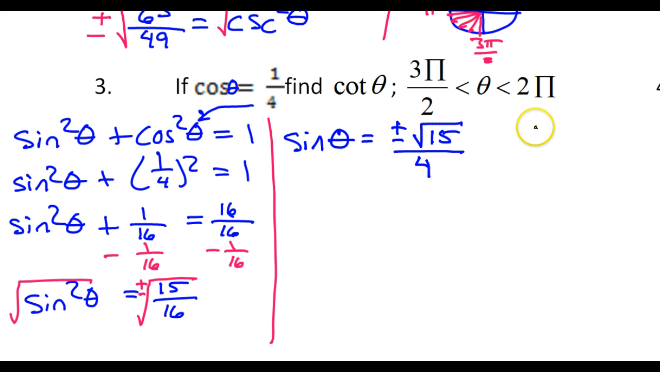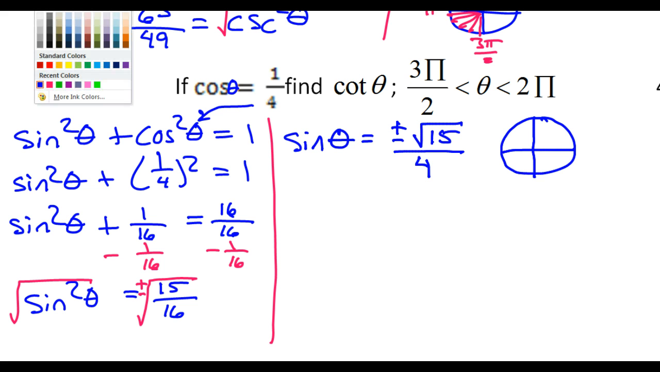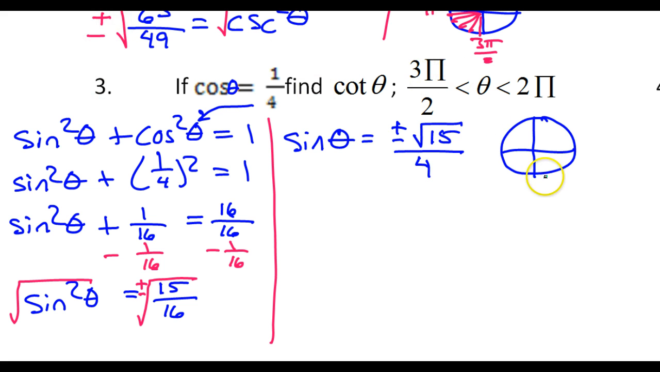Alright, now let's decide whether sine is in fact positive or negative in this quadrant. Alright, 3 pi over 2 is right here, and 2 pi is right here. So they must be talking about the fourth quadrant here. Okay, so is sine positive or negative here? It's negative. Sine is a y value, so y values are negative below the x-axis. So this is definitely going to be negative over here. So I can go ahead and forget about the plus sign and just go with the minus.